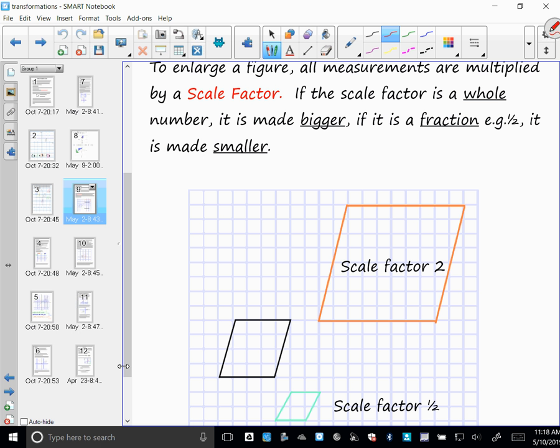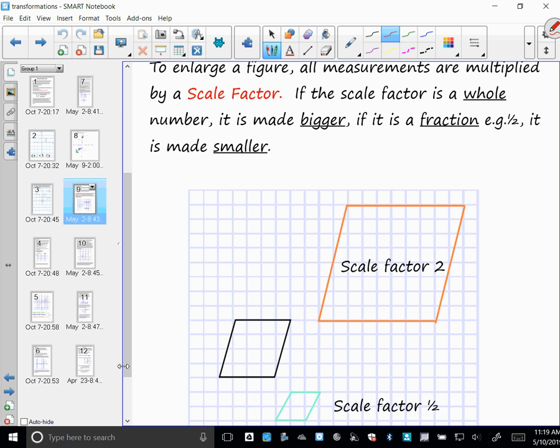We don't call it a reduction, we call it an enlargement, but it's got a fractional scale factor. Everyone understand that? Now, in a similar way, some people think, well, that's easy. If for example we have a scale factor 2, we just double the size of it. Yeah, we do. But there's another feature with enlargements, and that's the centre of enlargement. That's what makes the difference between you getting it completely right and only partially right.